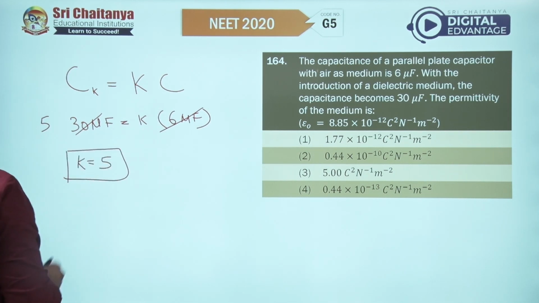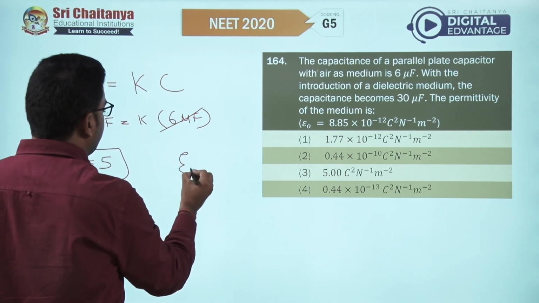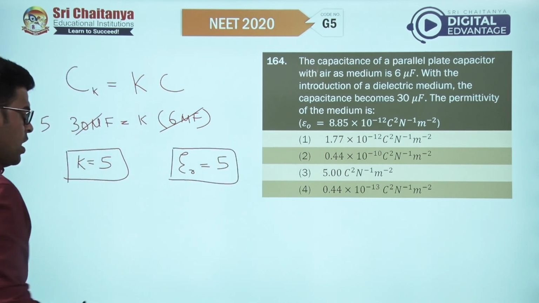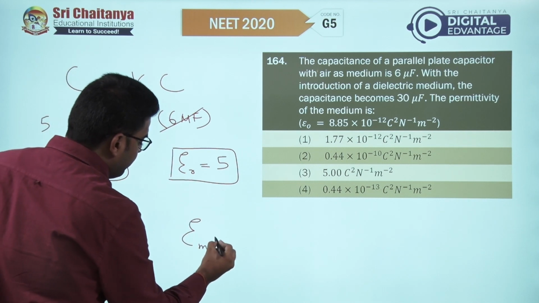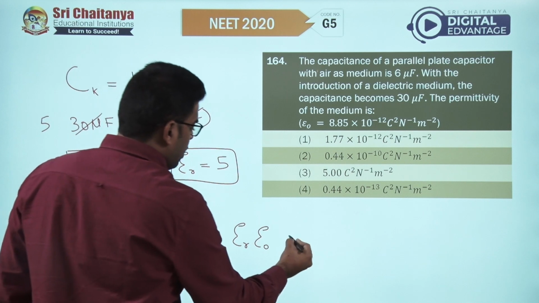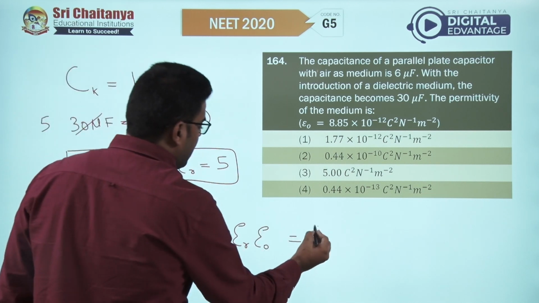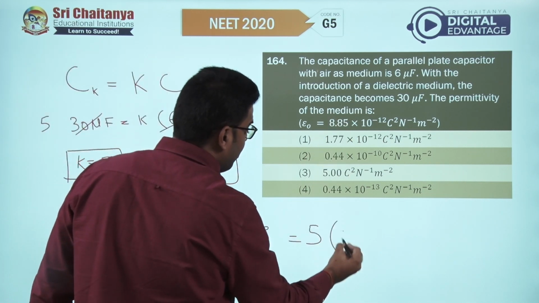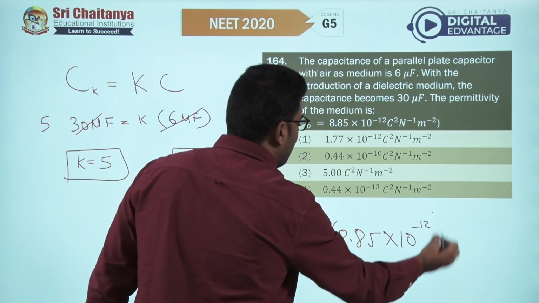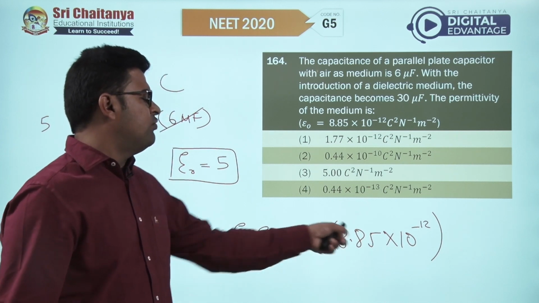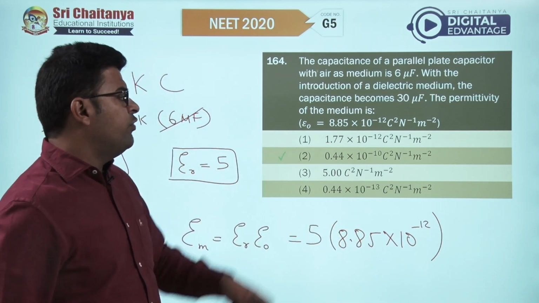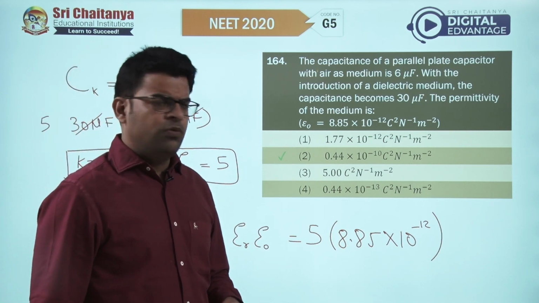I have said it many times, dielectric constant and relative permittivity are synonyms. They are synonyms of each other. We know that the permittivity of medium equals relative permittivity times the permittivity of free space. The relative permittivity came out to be 5, and the permittivity of free space they have given us in the question as 8.85 into 10 raised to the power of minus 12. A pretty simple calculation, because you just have to multiply 5 by 8.85. When you do this, you get the answer to be 0.44 into 10 raised to the power of minus 1.